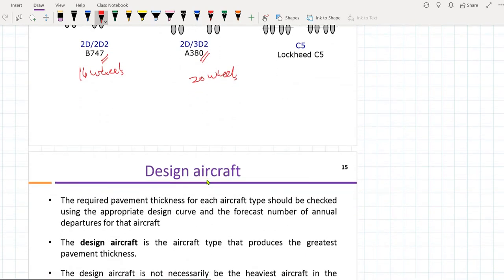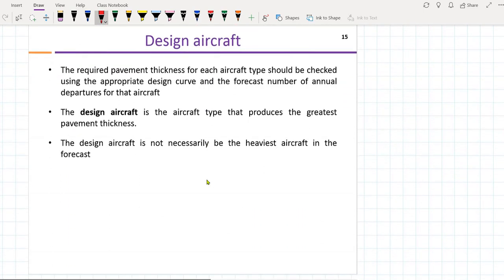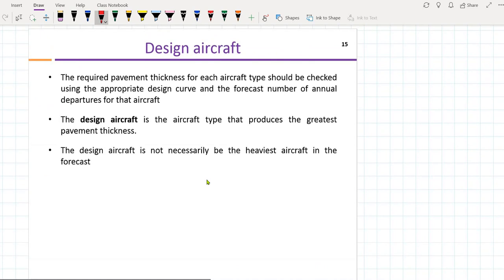Okay, now let's talk about the design aircraft. As we summarized in the beginning, in case of highway pavements, we always convert all the axle loads in terms of standard axle, and the standard axle is always 18 kips. So we convert all the traffic in terms of 18 kips standard axle load, and that is called W18, or this is also called ESA. But in case of airport pavement, we are going to find out the design aircraft.